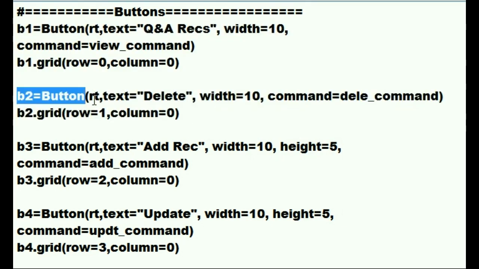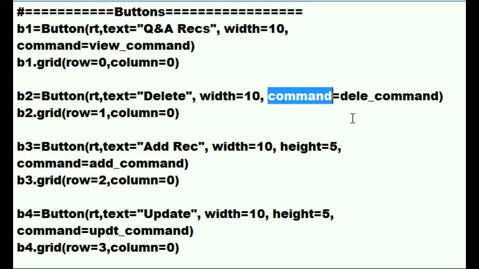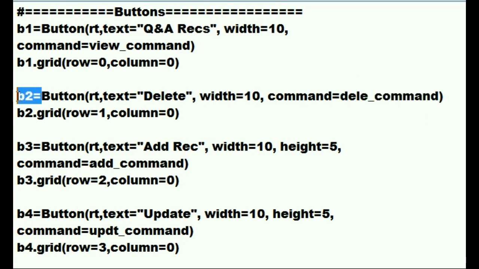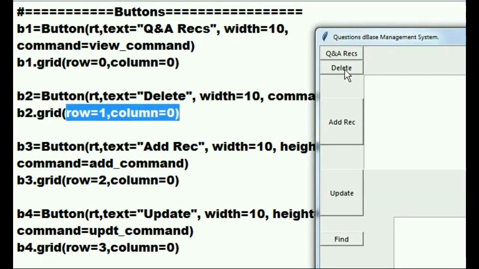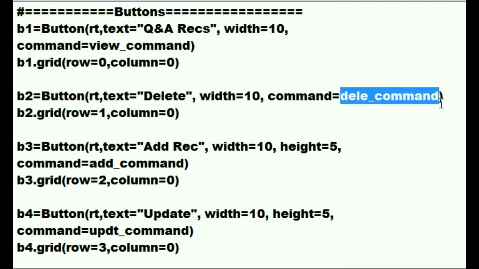So we call the button function, tell it to put the button into the root window. The text on it will say delete. The width of the button is 10 units. And the command to be executed when anybody clicks on that button is the delete_under_command function, which is defined up above. Assign all of that to B2, button 2. Now we tell button 2 to put itself into the grid at row 1 in column 0. So there's row 0, there's row 1, and this is column 0. So it did it.